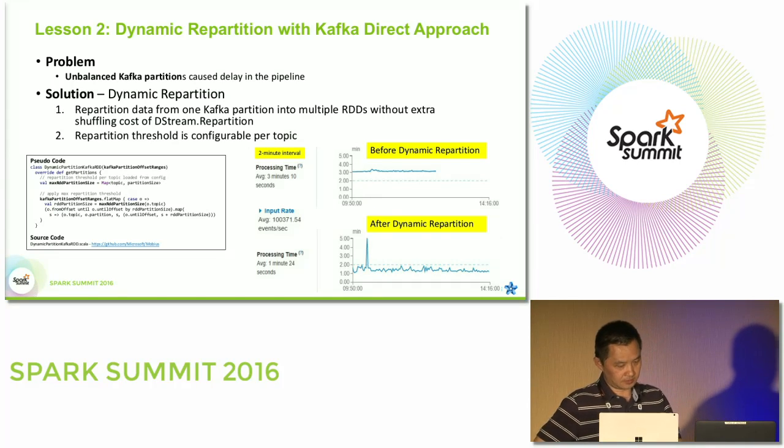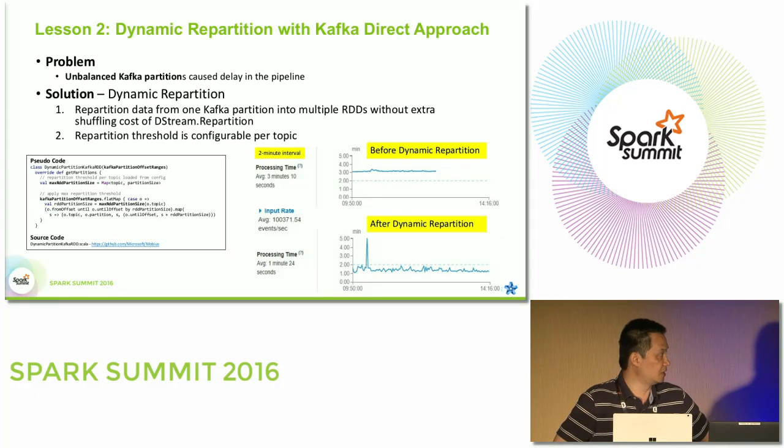Next, by under-distributed Kafka partition, we mean that the data size is too big per partition, causing the streaming job to be unable to keep up with the incoming data.